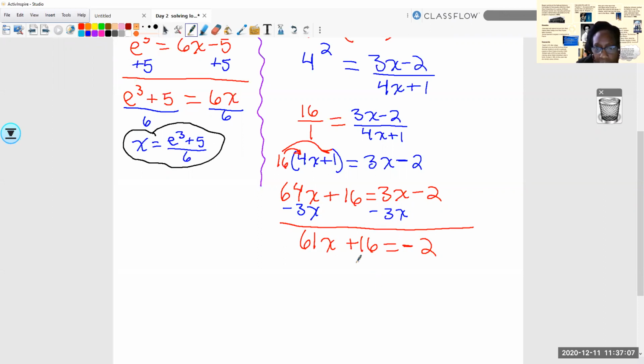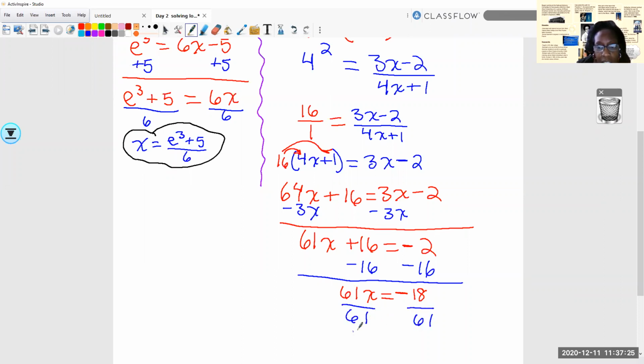Subtract 16 on both sides. We get 61x equals negative 18. Divide by 61 on both sides. Then we get x is equal to negative 18 over 61. Now because this value is negative, we have to check. So let's go ahead and check it.